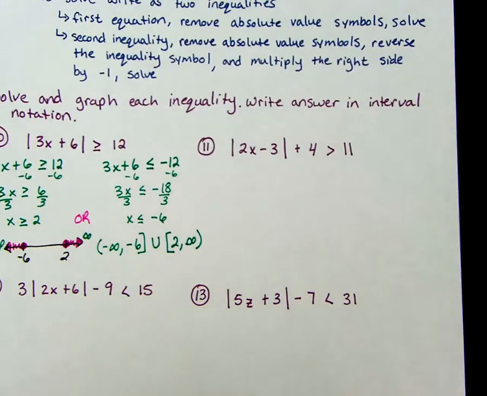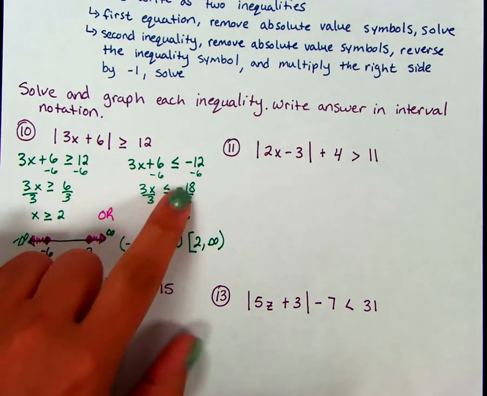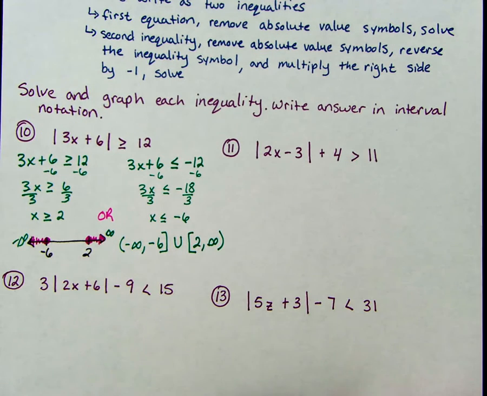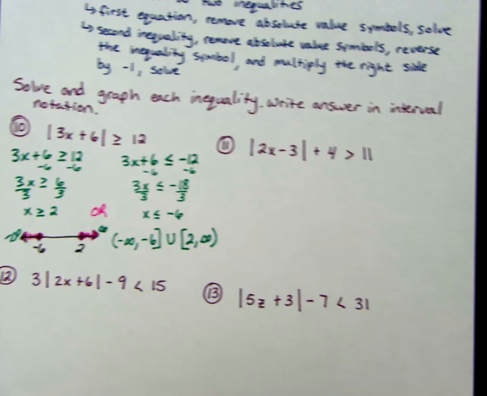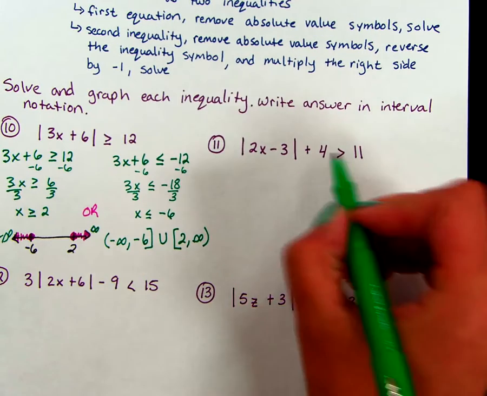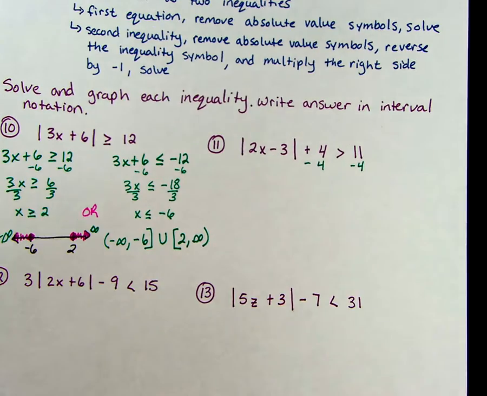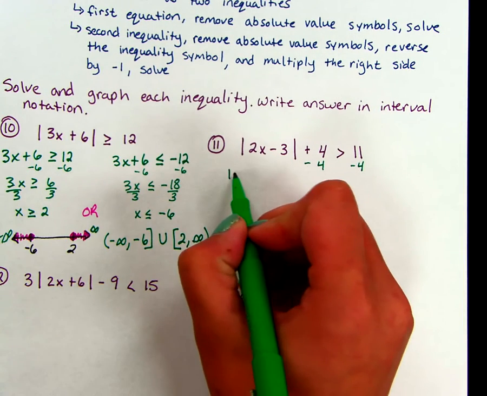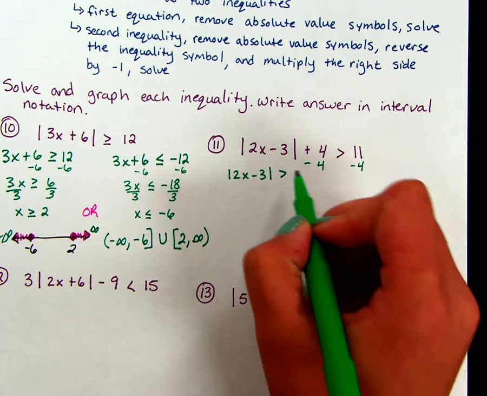All right, next one, number 11. Same directions. Before we start into our two pieces, we have to follow our same rules for absolute values. We need to get the absolute value by itself and then create our two equations. That means we need to start by subtracting 4 from both sides. So we'll have the absolute value of 2x minus 3 greater than 7.